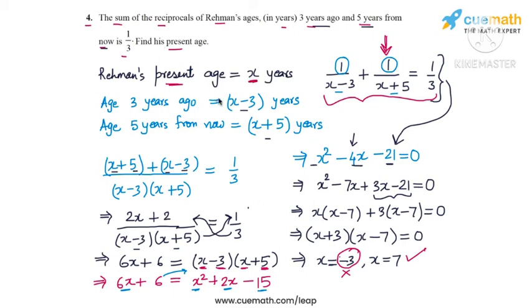And let's verify whether this aligns with what is told to us in the problem. So Reman's age 3 years ago would have been 7 minus 3 or 4 years, and his age 5 years from now would be 7 plus 5 or 12 years, and the reciprocals of these ages, 1 by 4 and 1 by 12, the sum of these, if you combine these terms, will be 4 by 12 or 1 by 3, and this is what is told to us in the problem. So x equal to 7 is the correct answer. Reman's present age is 7 years.